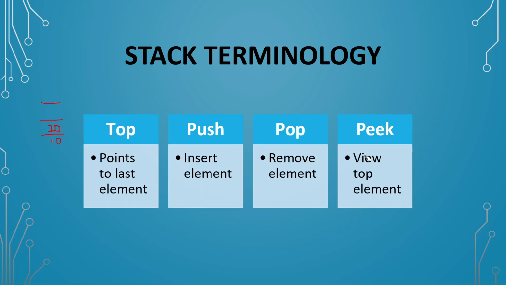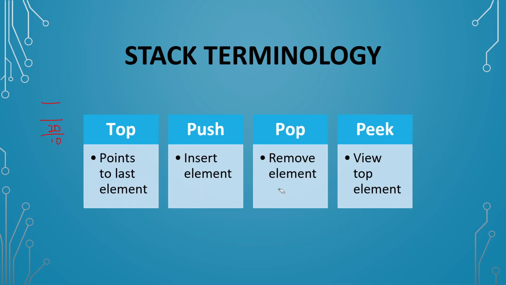Now the peek or top operation. Peek or top operation is used to see the top element without removing it. If the stack is 10, 20, 30, the peek will show 30, but the stack remains unchanged.